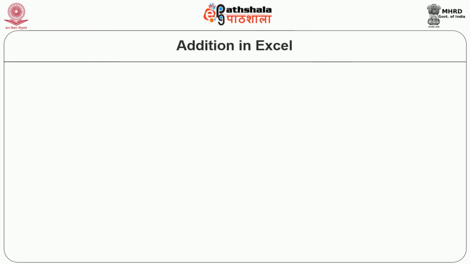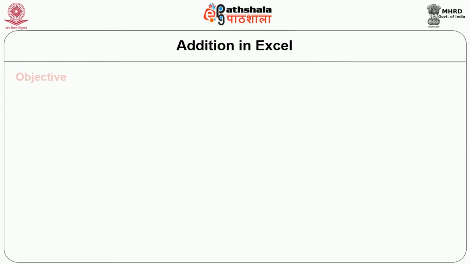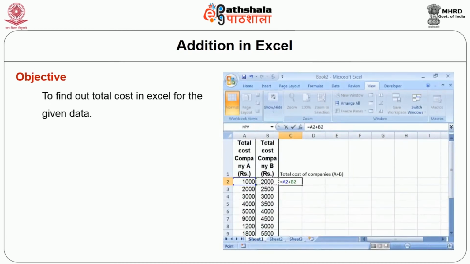Then addition in Excel. We can perform addition in Excel. Sum up the cost of company A and company B in Excel for the following data. Objective: to find out total cost in Excel for the given data. Procedure: open the Excel sheet, enter the title as cost of company A in cell A1 and cost of company B in cell B1. Enter the values of cost of company A from cell A2 and cost of company B from cell B2. Then enter the formula in cell C2 as A2 plus B2.